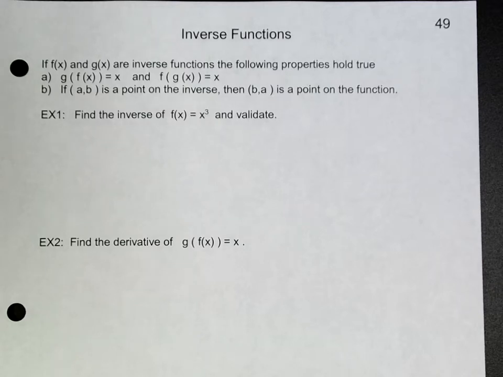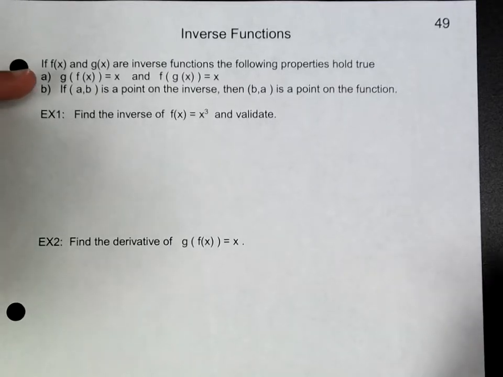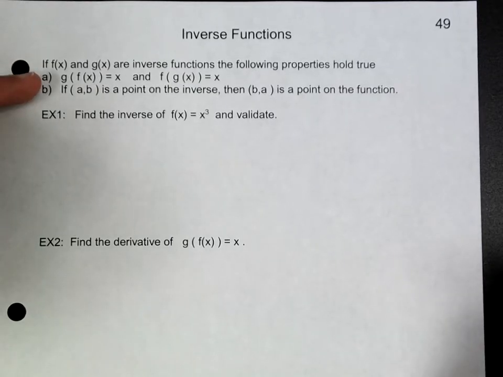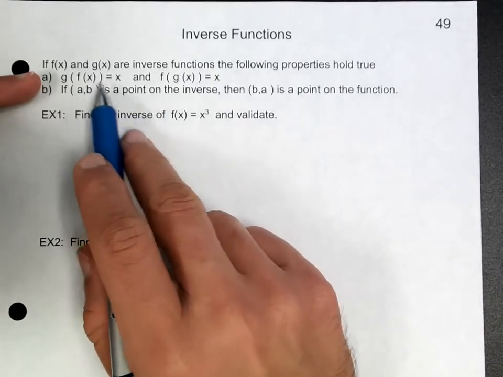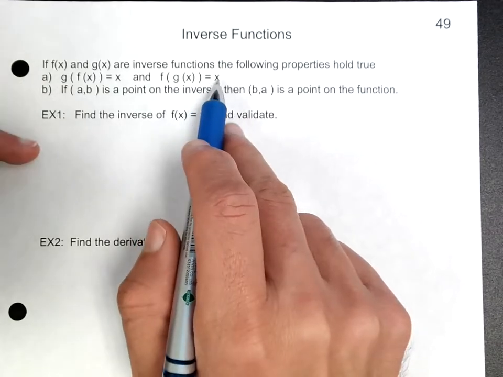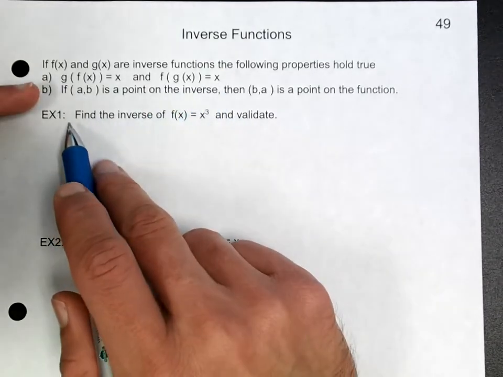This is topic 49, inverse functions. So notice that f of x and g of x are inverse functions, and they have the following properties. As you can see in A, this is a composition function. And notice that for both of these, you get x. I'm going to do example 1 here in a minute, so hopefully that'll make more sense.